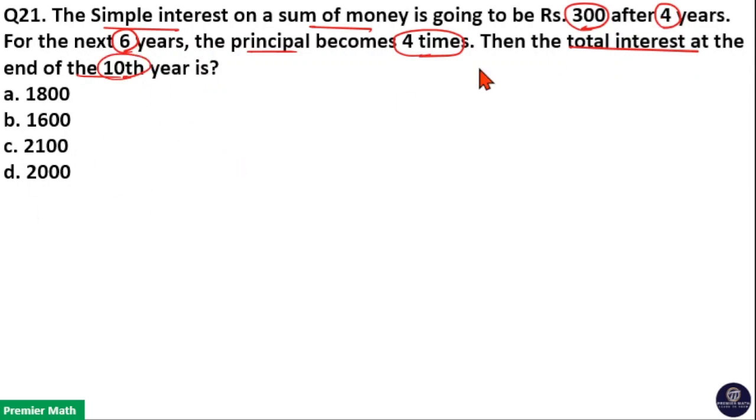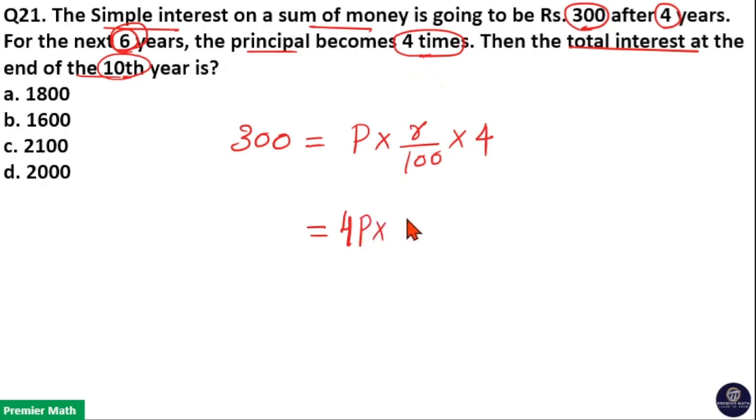Here years are varying. For the first 4 years, simple interest is 300 rupees for principal P and rate R percentage for 4 years. For the next 6 years, we don't know the simple interest, but the principal becomes 4 times, that is P becomes 4P, the rate is same, but the years is 6. Now you can see this part is same. P into R percentage into 4 is equal to 4P into R percentage, which is equal to 300 rupees. Then simple interest for 6 years is 6 into 300, that is 1800.